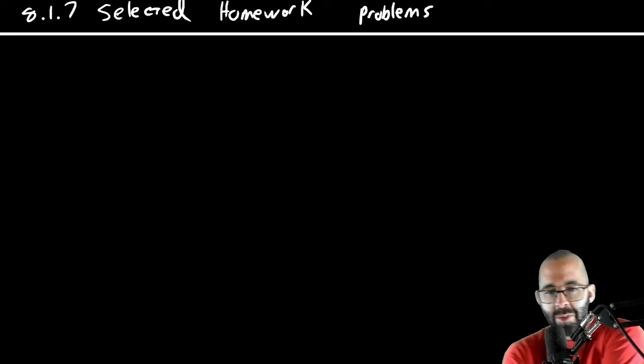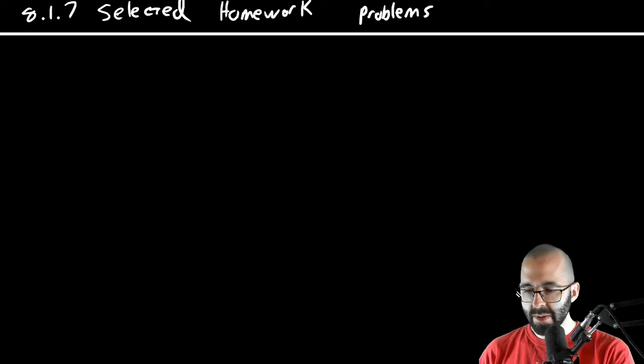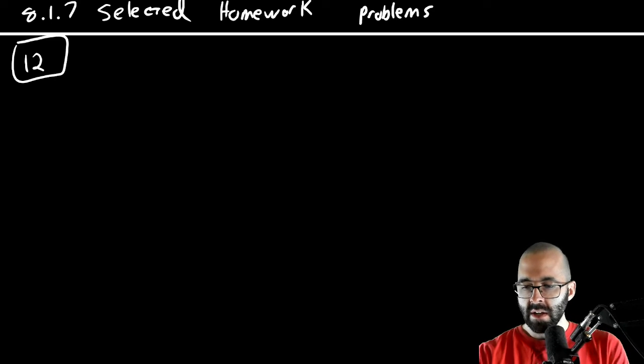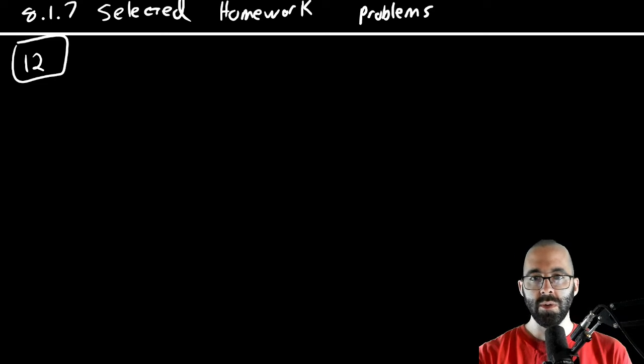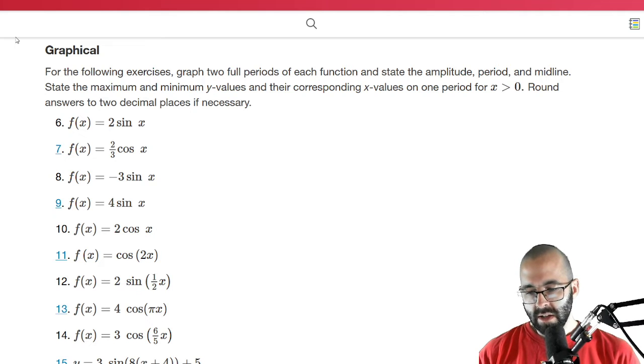All right, let's do some homework problems. So we're going to start with number 12, which wants us to graph two full periods of each function and state the amplitude, period, and midline. State the maximum and minimum y values and their corresponding x values on one period for x. All right, there's a lot of things.